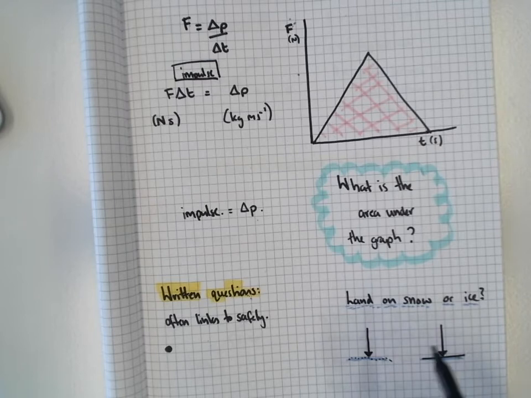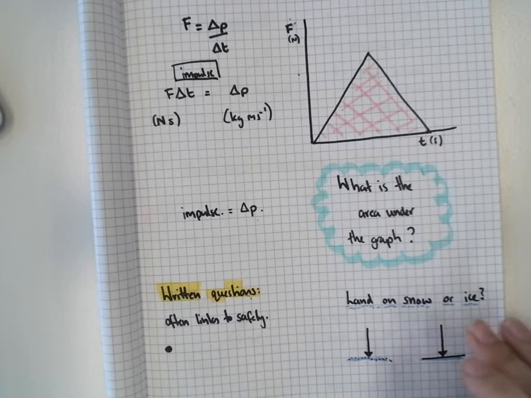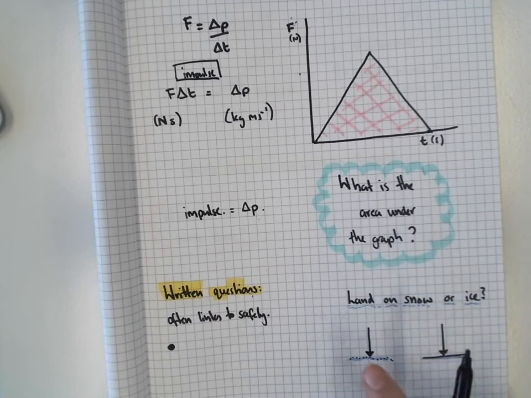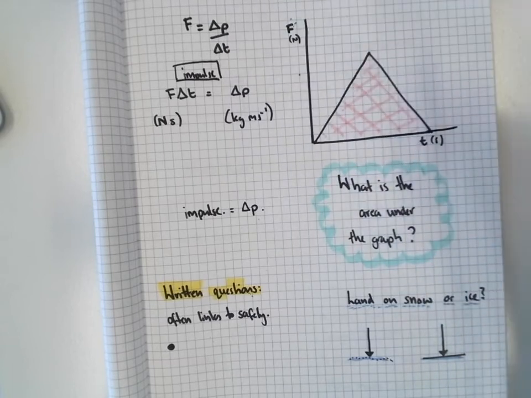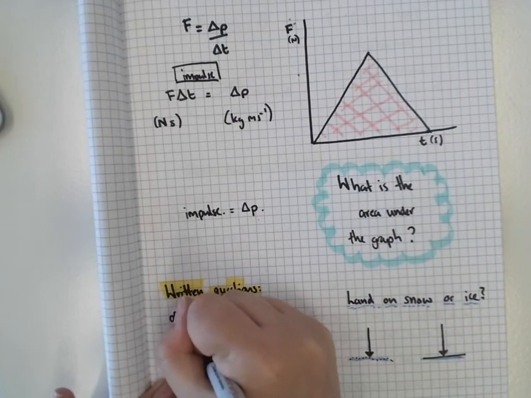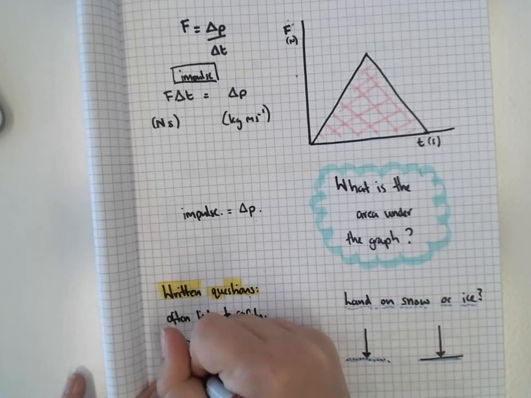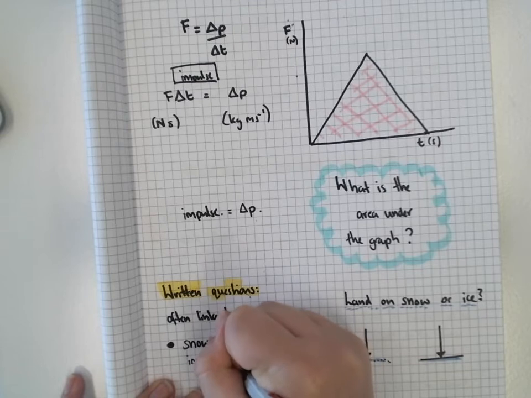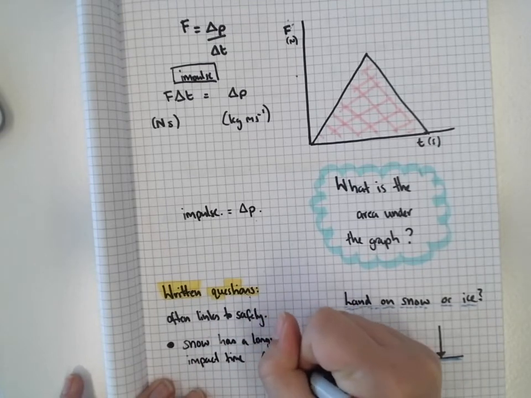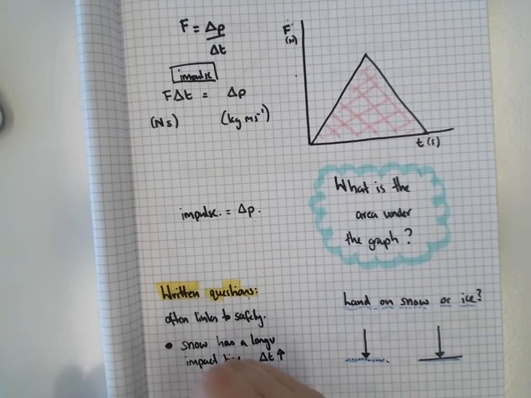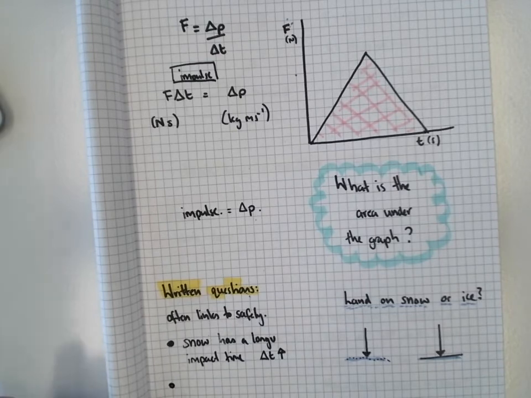I'm going to use the snow and ice one as an example of how we would structure the answer. Why would you prefer to land on the snow compared to the ice? Well, if we're looking at the impact time, we can see the snow is softer, so it's going to compress more, so increase the time of the impact. So we'd say something like snow has a longer impact time, or delta T increases. Again, you'd have to write this in words rather than using the little symbols here. I like to use bullet points to structure my answers.